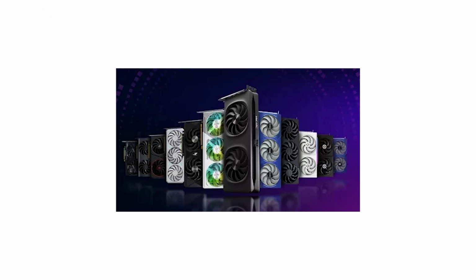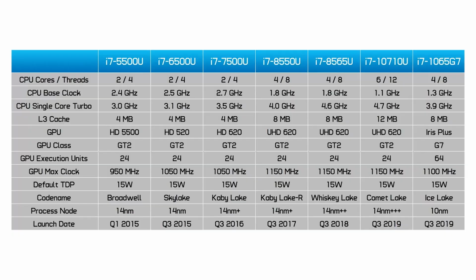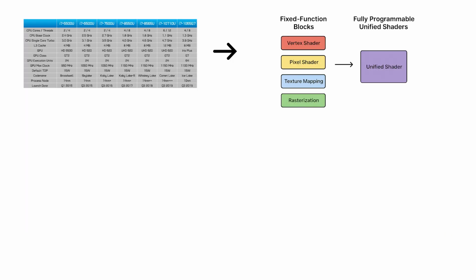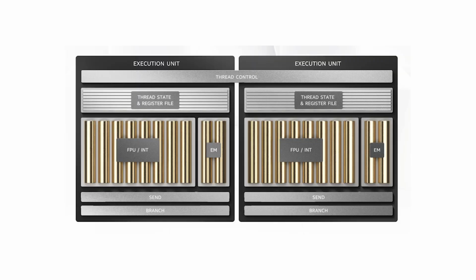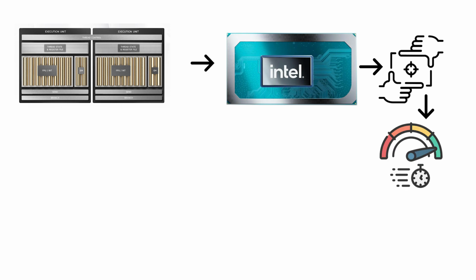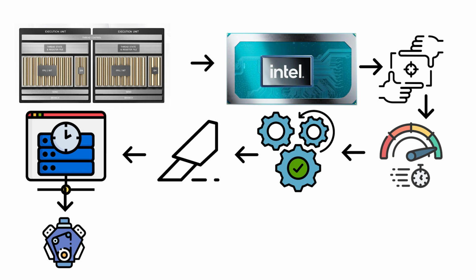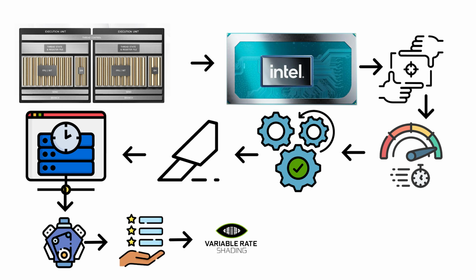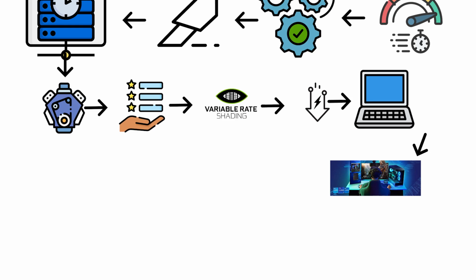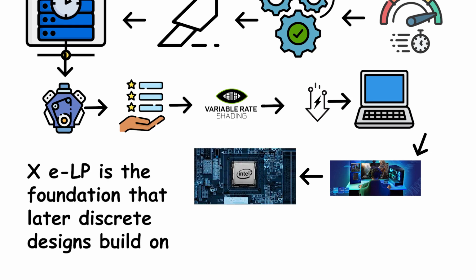Intel. Before discrete Arc cards, Intel shipped many generations of integrated graphics in its laptop and desktop processors. These designs evolved from fixed function blocks into fully programmable unified shaders. The Xe-LP step, introduced with the Tiger Lake processors, was a major rewrite focused on efficiency. More execution units per slice, larger caches, improved media engines, and modern features like variable rate shading. It kept power low for laptops while raising real gaming performance compared with earlier Intel integrated graphics. Xe-LP is the foundation that later discrete designs build on.